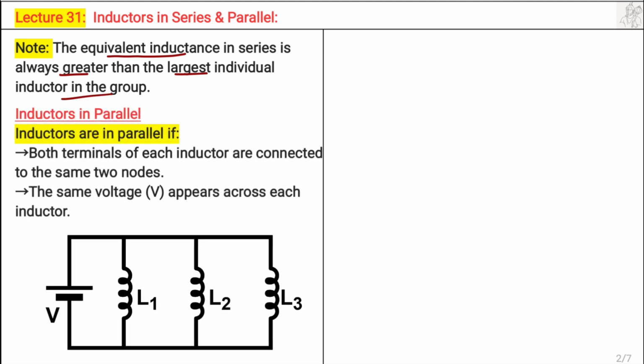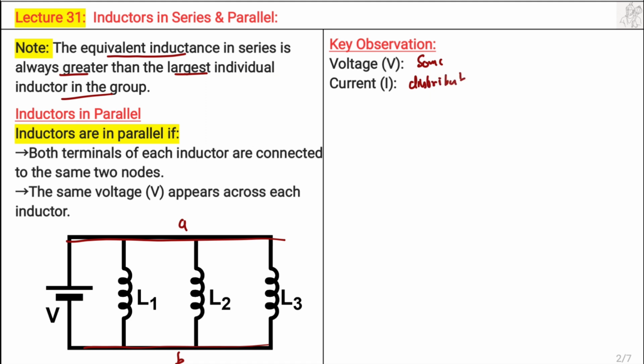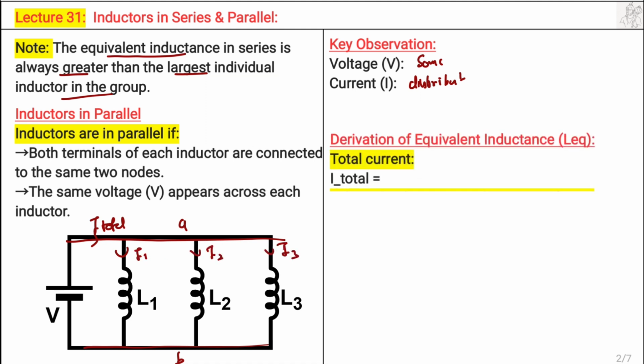Inductors are said to be in parallel if they are connected between the same two nodes. So here there are two nodes A and B. All the inductors are connected between A and B. The same voltage appears across every inductor. The key observations are that voltage is the same, but the currents are distributed. The total current, I total, will be simply equal to I1 plus I2 plus I3.